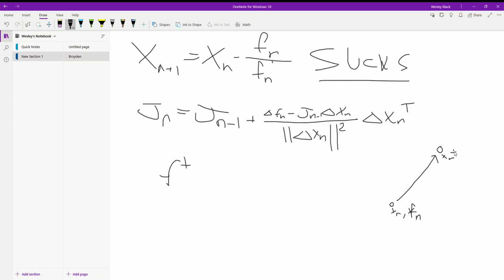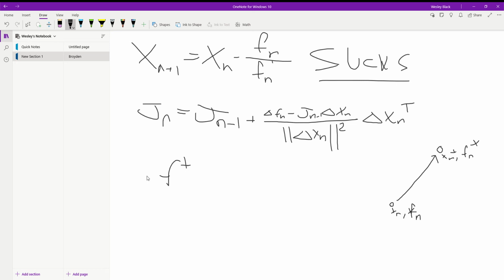X of n, but a bit further, so we're a little more iterated. And then f of n, but a bit more iterated. So there's our f of n iterated. It's somewhere over there. It's a bit closer to the actual value, which is nice. We like being close to the actual value. That's how we solve things.